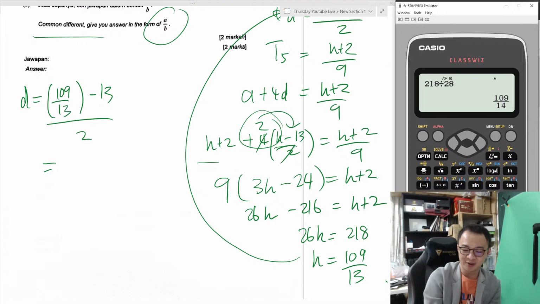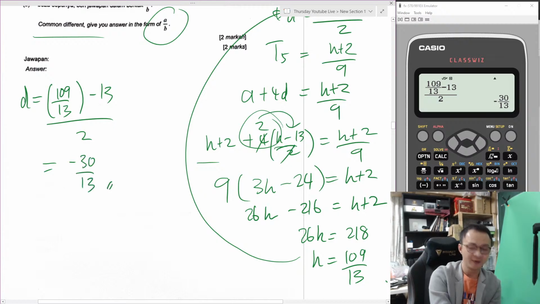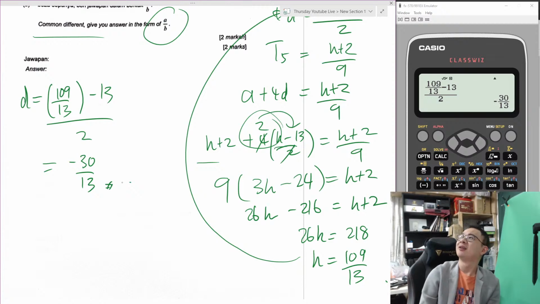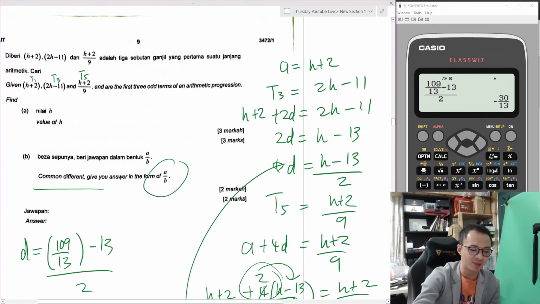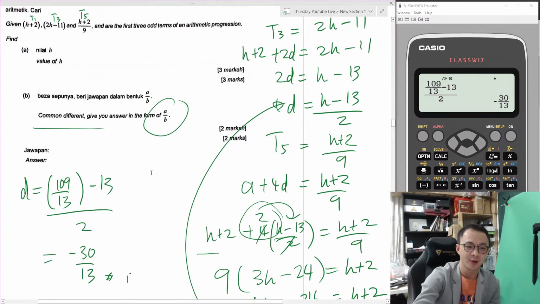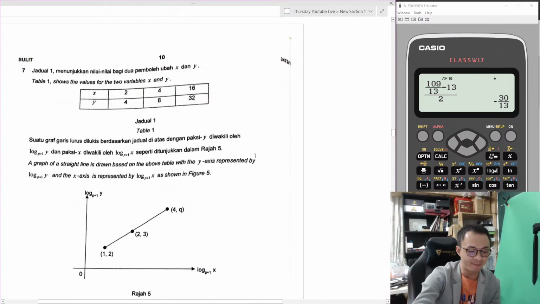Alright, some carry mistake, sorry. Alright, then this one you can just use a calculator to do it. Double fraction. 109 over 13 minus 13 over 2. So it should be negative 30 over 30. Yeah, we can use the T3 minus T1 equals to T5 minus T3 because it should be the same. Yes, you can do that as well. So that maybe you don't need to do so much substitution. Okay, but I hope you will get the same result. Next question.